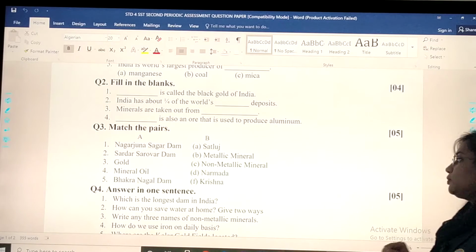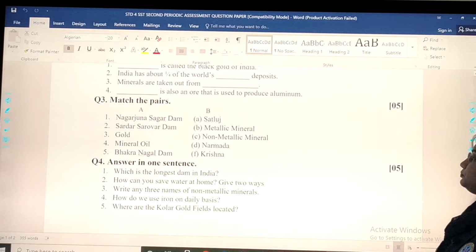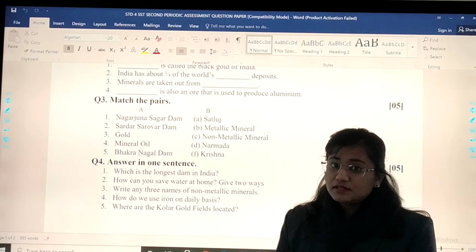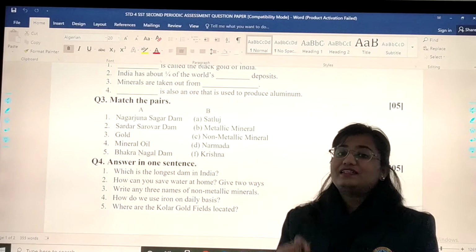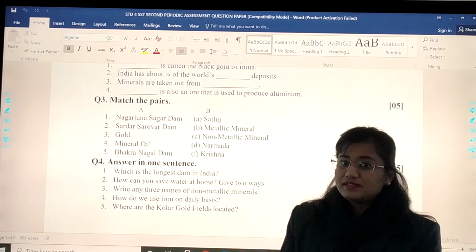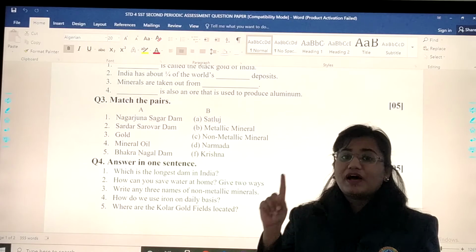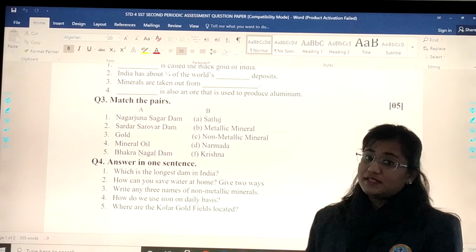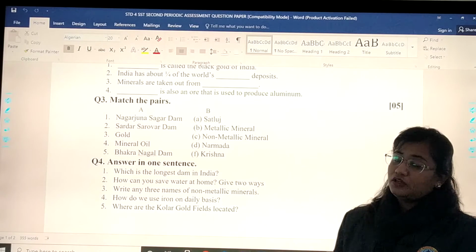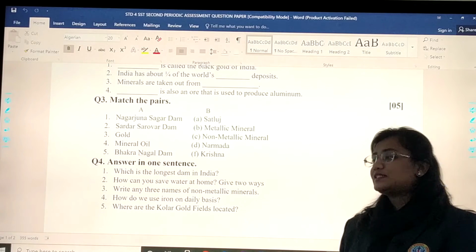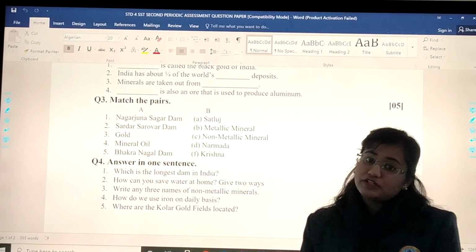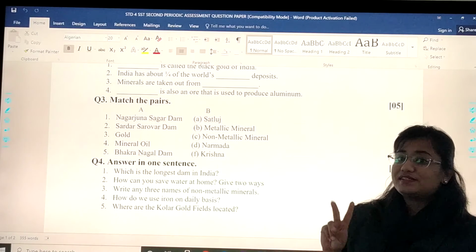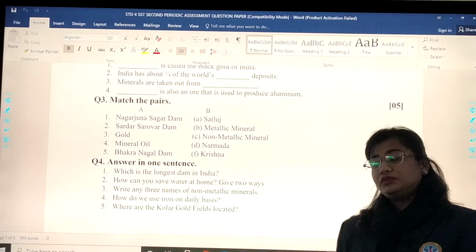Let's move on to question number 4, which is very important. Answer in 1 sentence. Dear children, you need to answer these questions in 1 sentence only. Means the length of your answers will not exceed 1 or 2 lines. Okay, dear children? Question number 1. Which is the longest dam of India? You need to write the name of the longest dam. Number 2. How can you save water at home? Give any 2 ways. You need to write 2 ways that how you can save water at home.